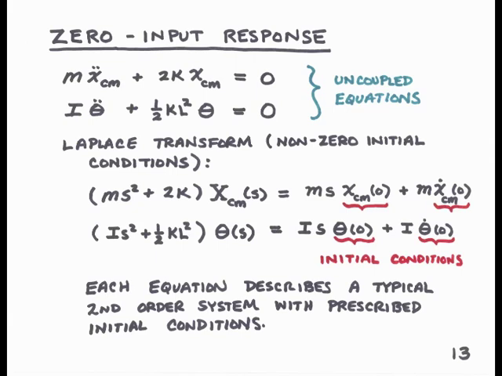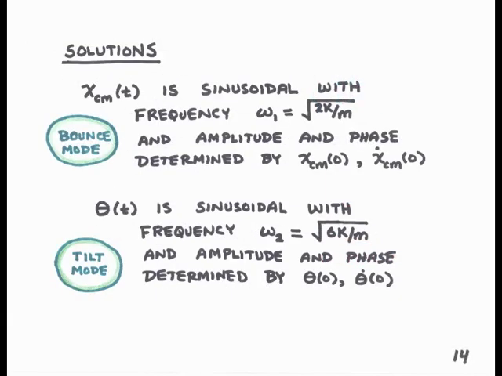After Laplace transformation, we now have the initial conditions on XCM, XCM dot, theta, and theta dot showing up in the problem. Now, each of these equations describes a second order system with prescribed initial conditions, and so we can solve for XCM and theta independently. So we can solve those equations for XCM of s and theta of s, and then we can inverse Laplace transform to find XCM of t and theta of t.